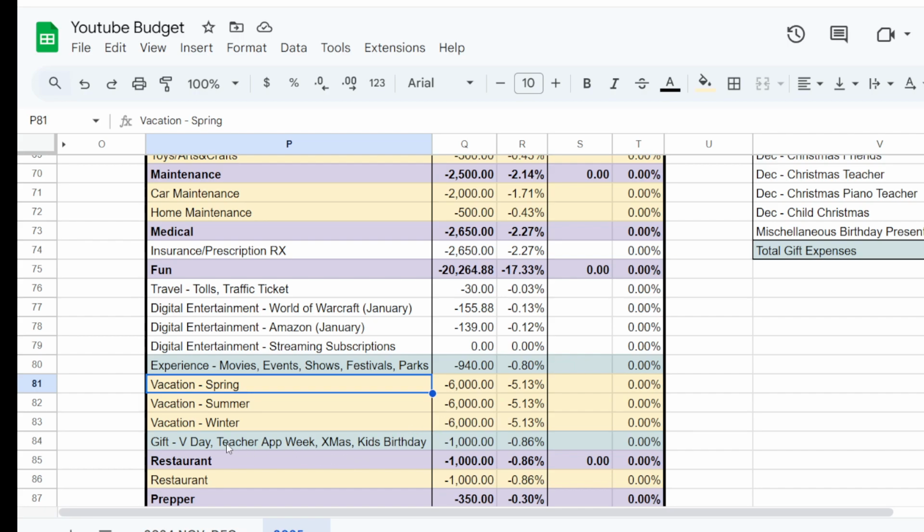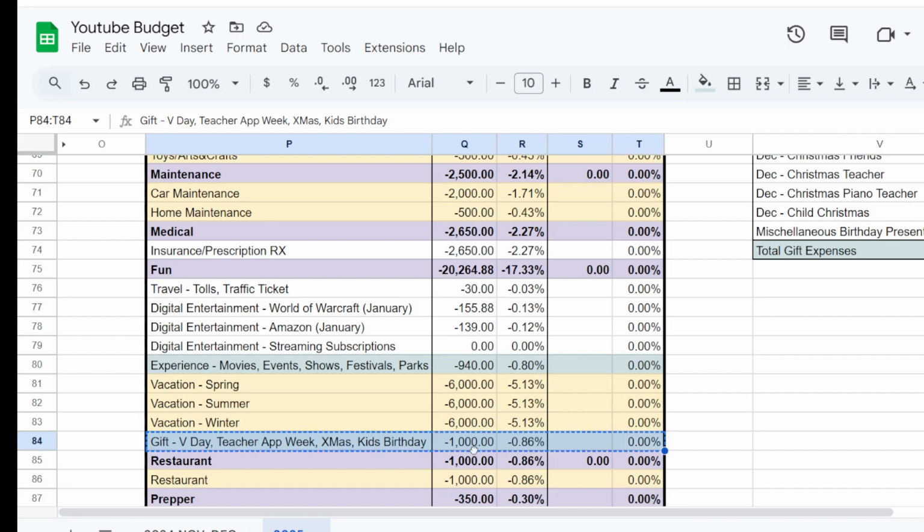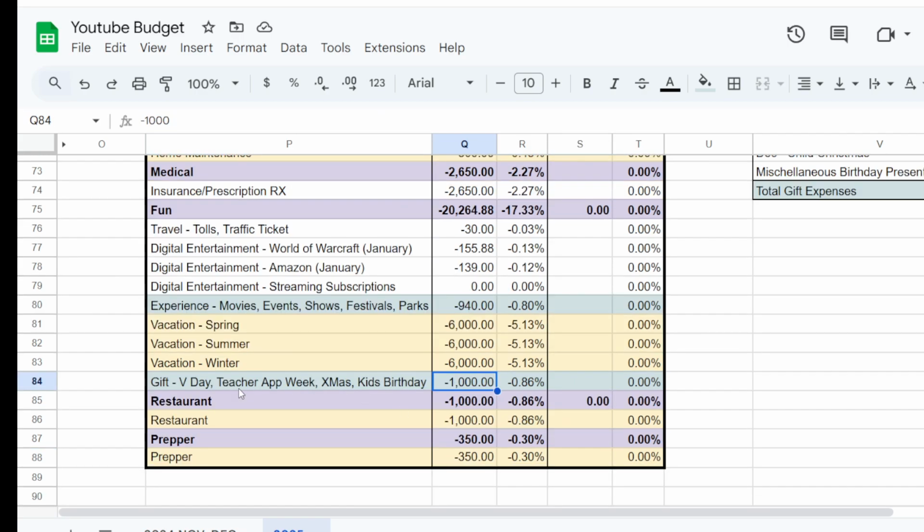So for gift giving, this includes when my child has to give gifts for Valentine's Day, Teacher Appreciation Week, and Christmas. I do give small gifts for the teachers and my family. And when it comes to kids' birthday parties that we get invited to, so for this gift category, I'm anticipating $1,000.